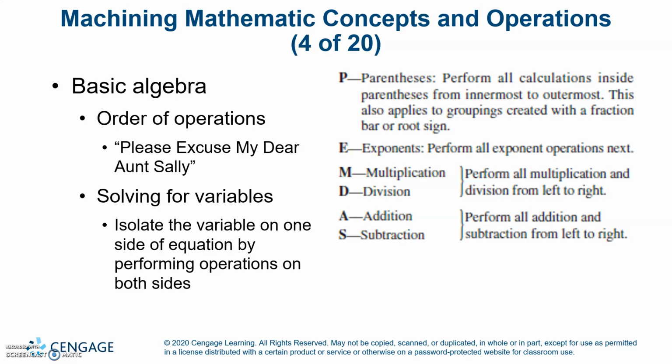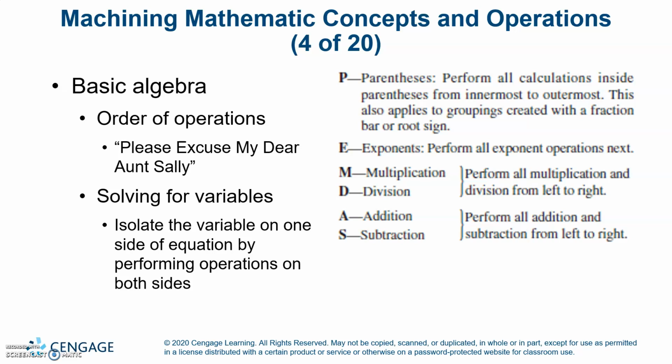Basic algebra. Order of operations: Please Excuse My Dear Aunt Sally, where P is parentheses. Perform all calculations inside the parentheses from innermost to outermost. This also applies to groupings created with a fraction bar or root sign.